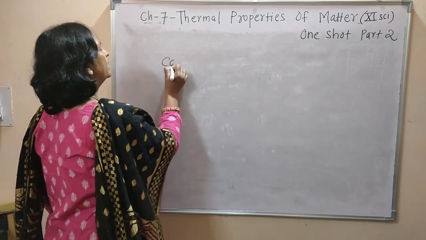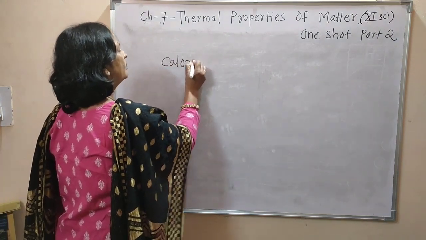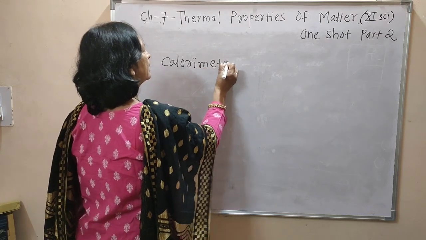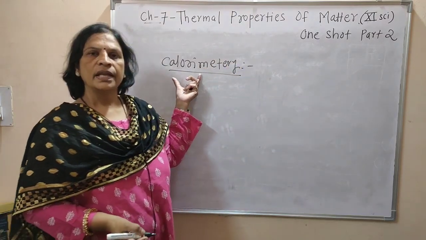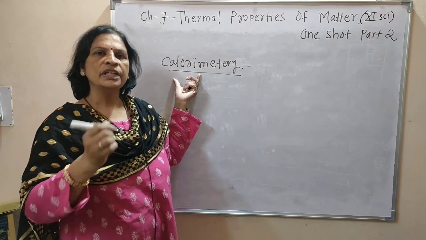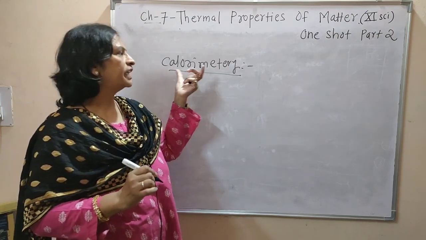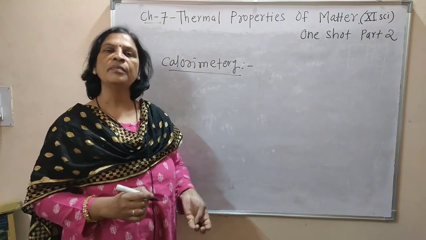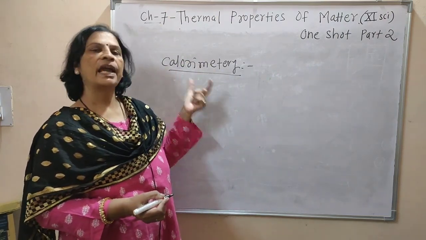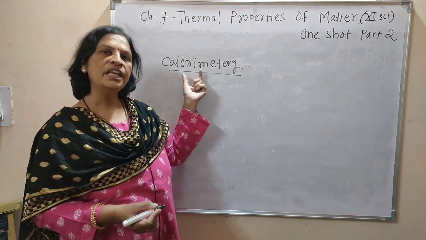What is calorimetry? A branch of science which deals with the study of heat and its measurement is called calorimetry, and with the help of a calorimeter we can measure heat.